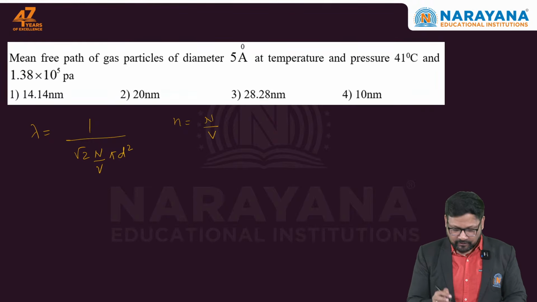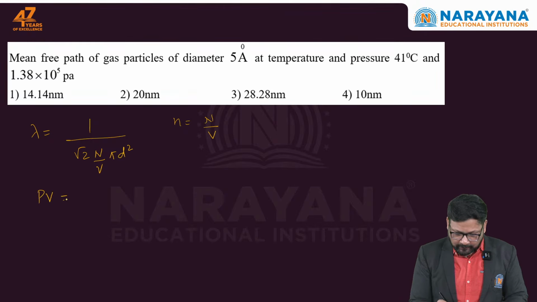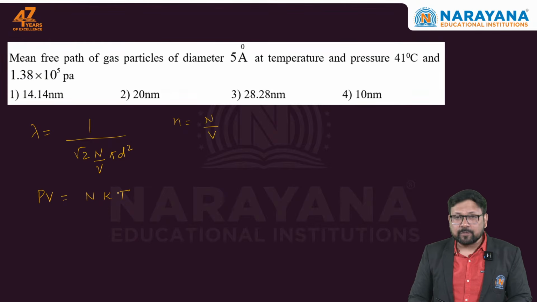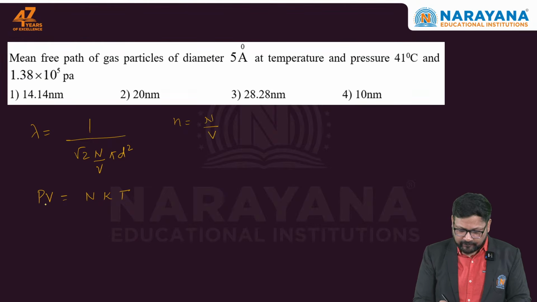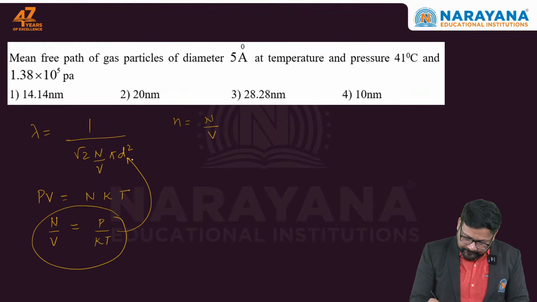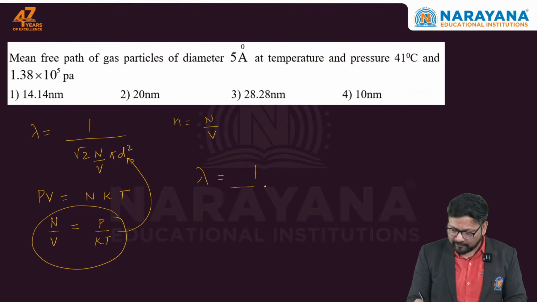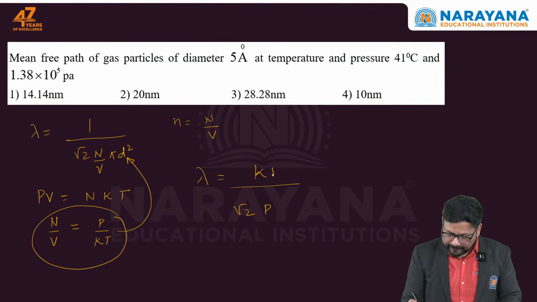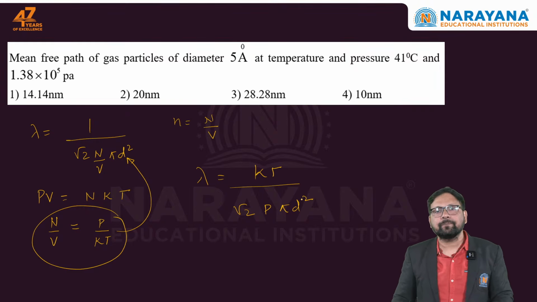But the ideal gas equation we know, PV equal to NKT. What is K here? Boltzmann constant. So from PV equal to NKT, N by V will be equal to P by KT. This expression we will put here, and lambda is equal to 1 by root 2 times P by KT times pi d square, right?